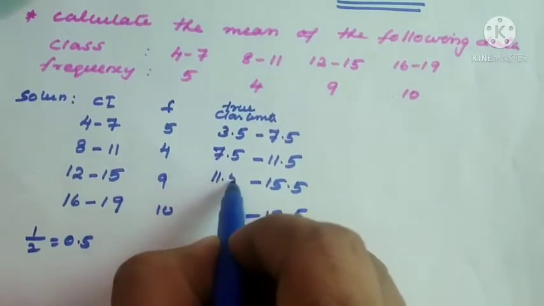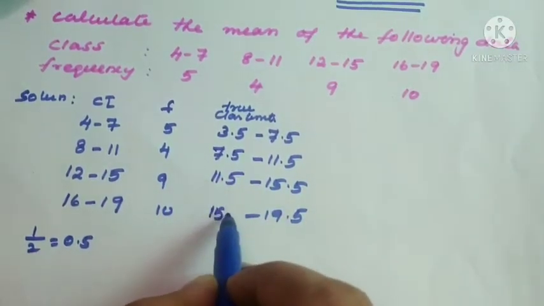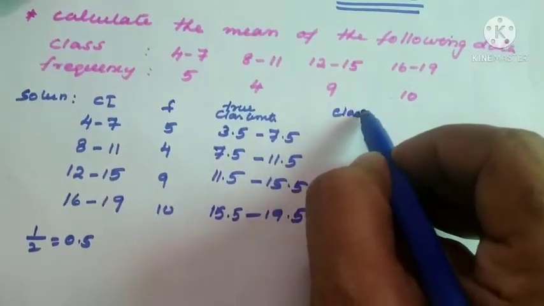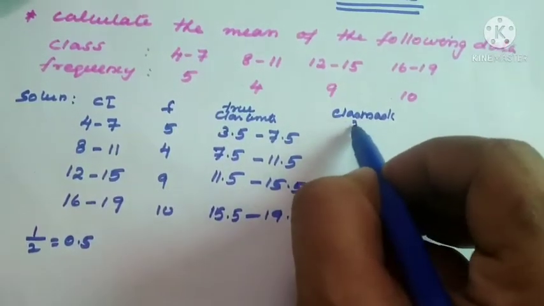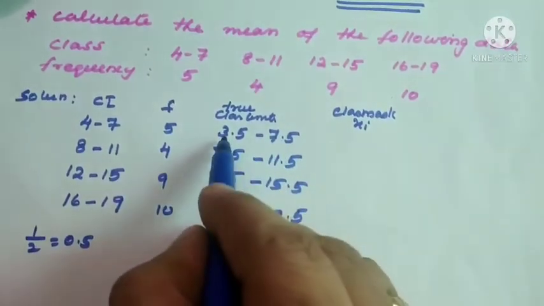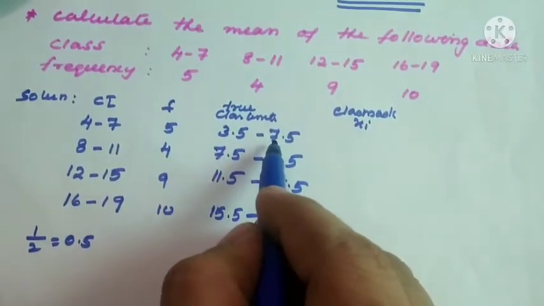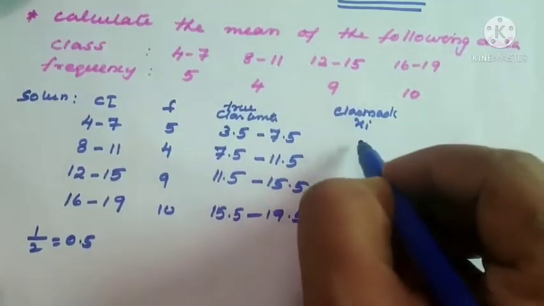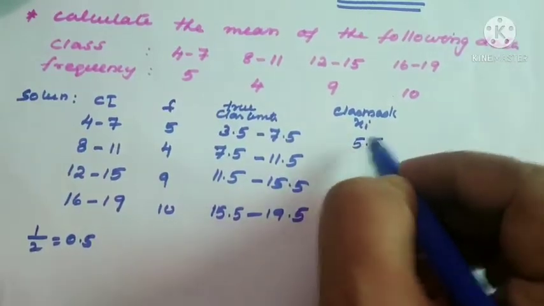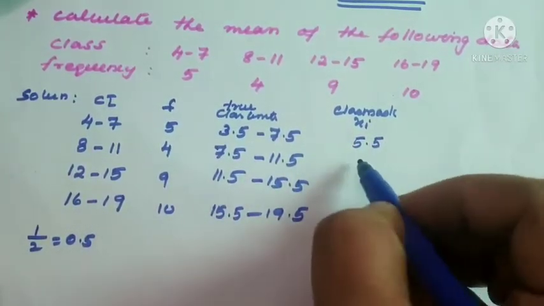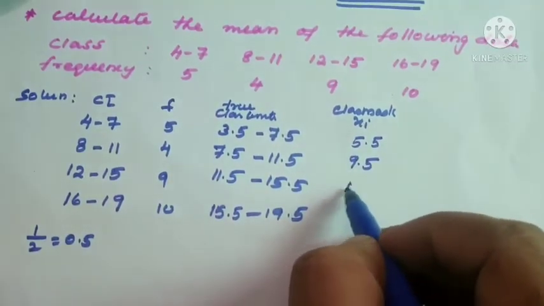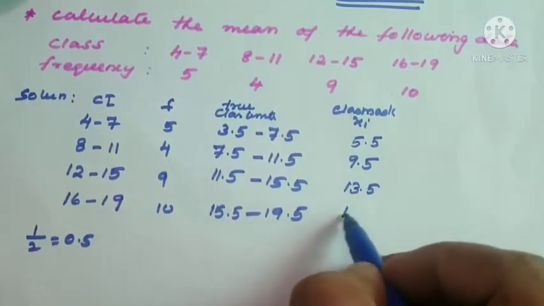7.5, 11.5, then 15.5. Now what is the next, class mark or xi? So 3.5 plus 7.5, it is 11. 11 divided by 2, that is 5.5. Again 19 divided by 2, 9.5. Similarly the next 13.5, 17.5.